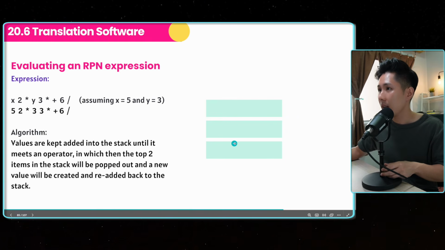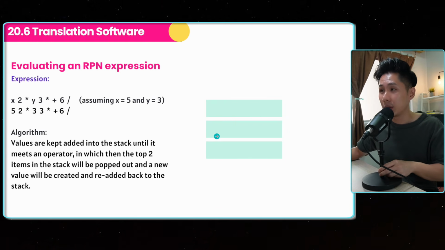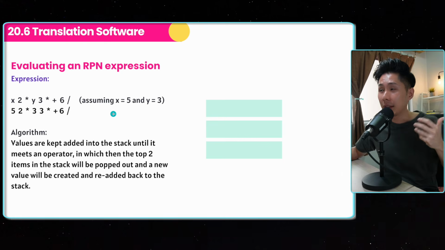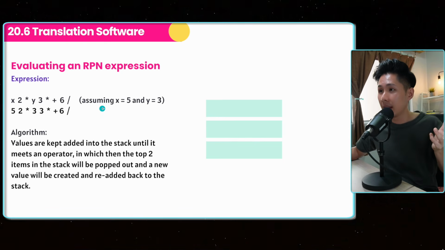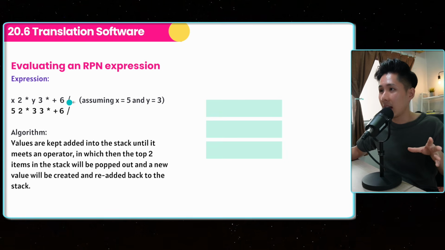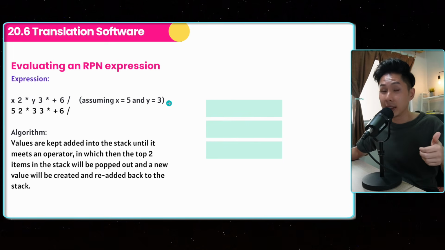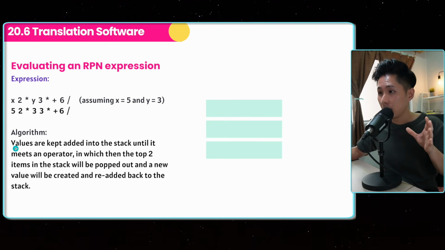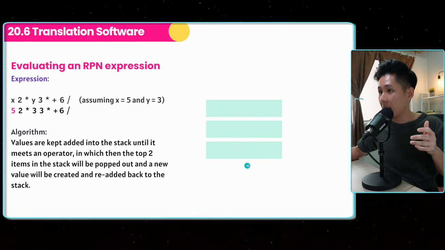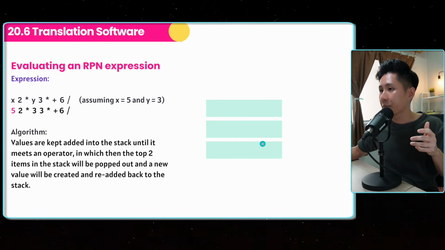Now that's another way to do it. Sometimes you need to evaluate an expression given the value of variables. Imagine that this is the expression in postfix, and then they tell you that x equals 5 and y equals 3. How do you figure out the value of this expression? Now the algorithm is simple. Values are kept added into the stack until it meets an operator. So first, I'm going to add 5. My value is 5, because x is 5, y is 3.